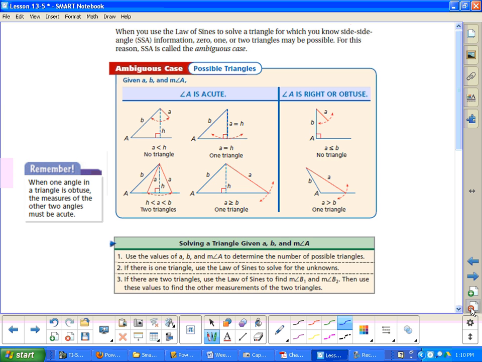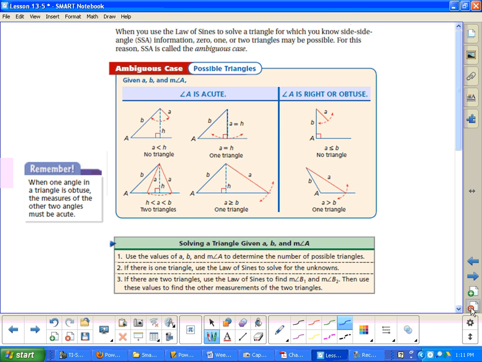vertically on the triangle. We could have 1 triangle that would be a right triangle if A equals H. There would be 2 triangles if A is greater than H and less than B. And 1 triangle if A is greater than or equal to B. Then if it's obtuse, if A is less than B, there's no triangle. If it's greater than B, then there's 1 triangle. So this is when we know angle A, we know side B and side A.